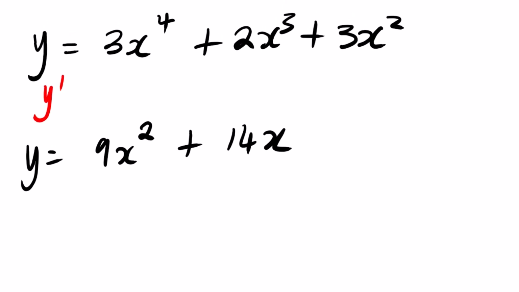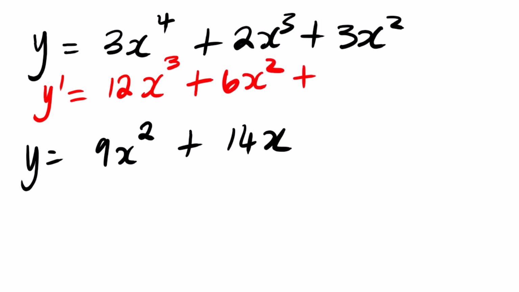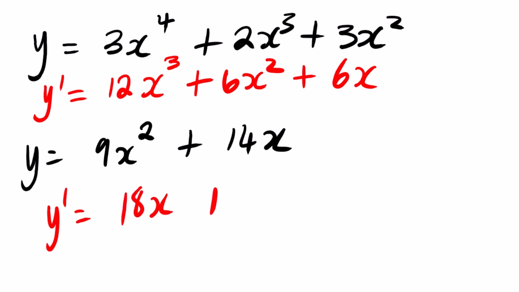Now the first one, the derivative, we have x to the power 3 plus 6x squared plus 6x. We are done. The derivative of the second one, we have 18x plus 14. We are done with this question.